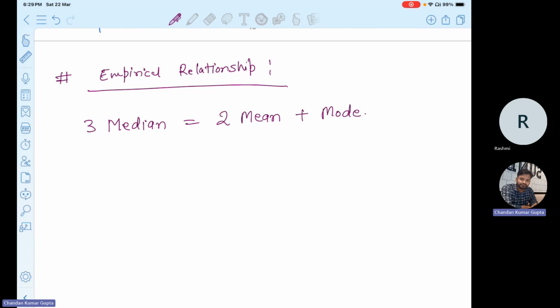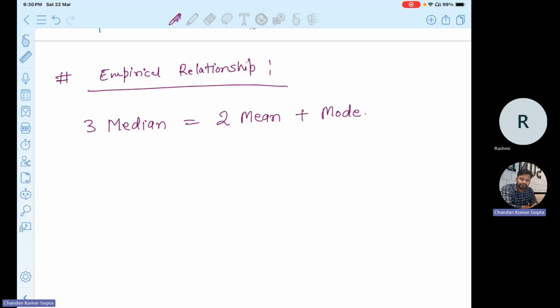When the data is slightly skewed, we are able to use this empirical relationship to find either the mean, median, or mode when the other two have been calculated. When we are able to calculate two of these three, the third one can be calculated with the help of this relationship. There is a slight difference, but we can still use this relationship when dealing with a slightly skewed data set. What slightly skewed means, we will discuss in the further slides.